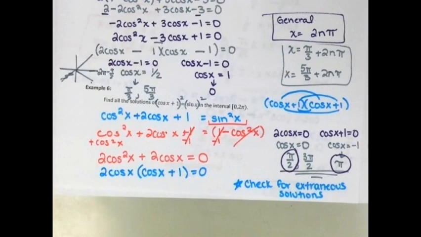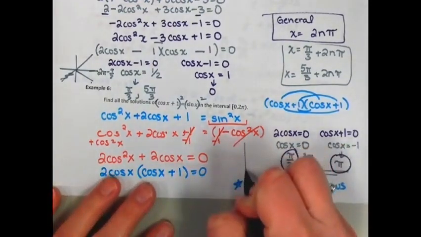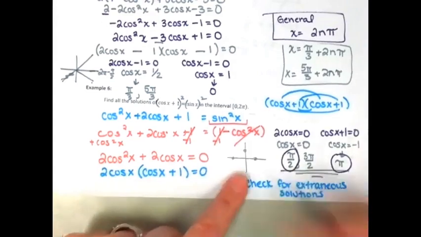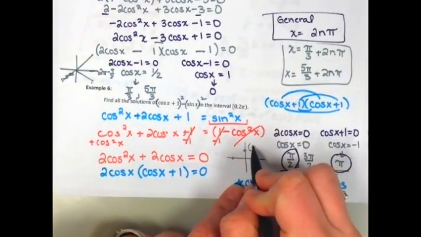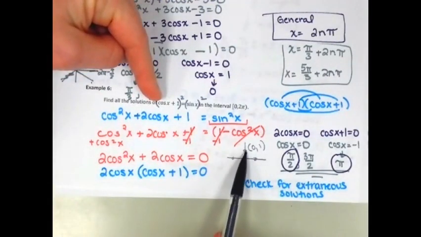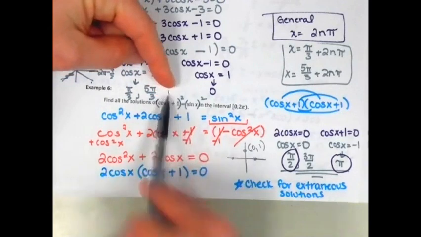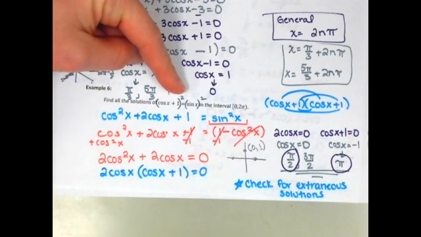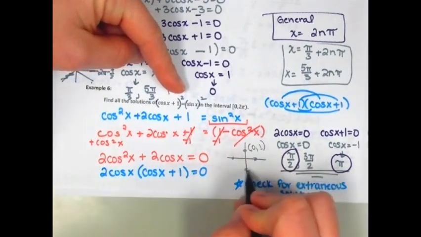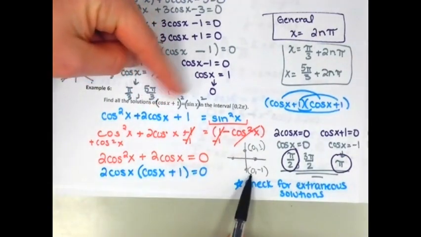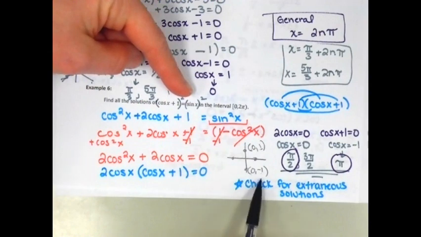You can also think of it as a coordinate plane. At pi over 2, we know that coordinate is 0, 1, right? So the cosine of pi over 2 is 0. 0 plus 1 is 1. Is the sine of pi over 2 1? Yes, because that's your y coordinate. So that's why we know that one works. 3 pi over 2 is at 0, negative 1. So the cosine is 0 plus 1 is 1, but the sine of it is negative 1. 1 does not equal negative 1. That's why that one's an extraneous solution.